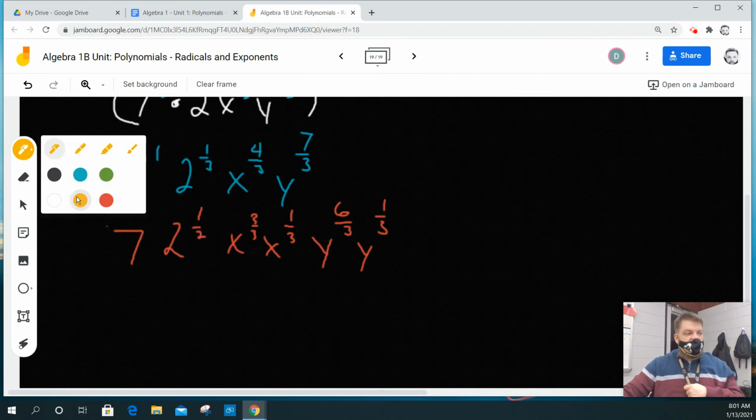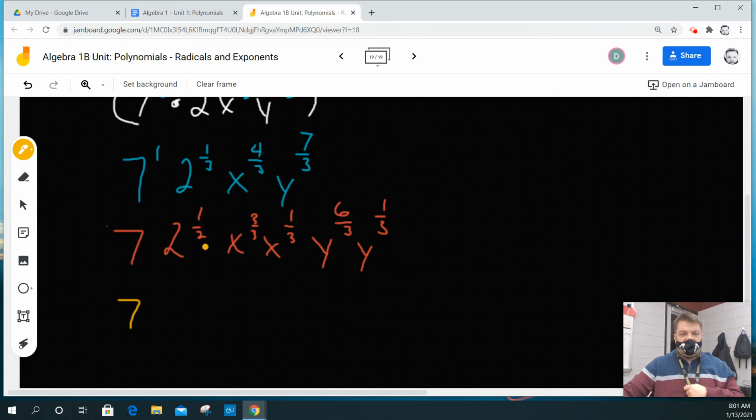Then in my next line, I've got 7. This becomes x to the 1, so that comes out here. This reduces down to y squared, so that comes down here. And then everything else, I've got 2 to the 1/3, x to the 1/3, and y to the 1/3.